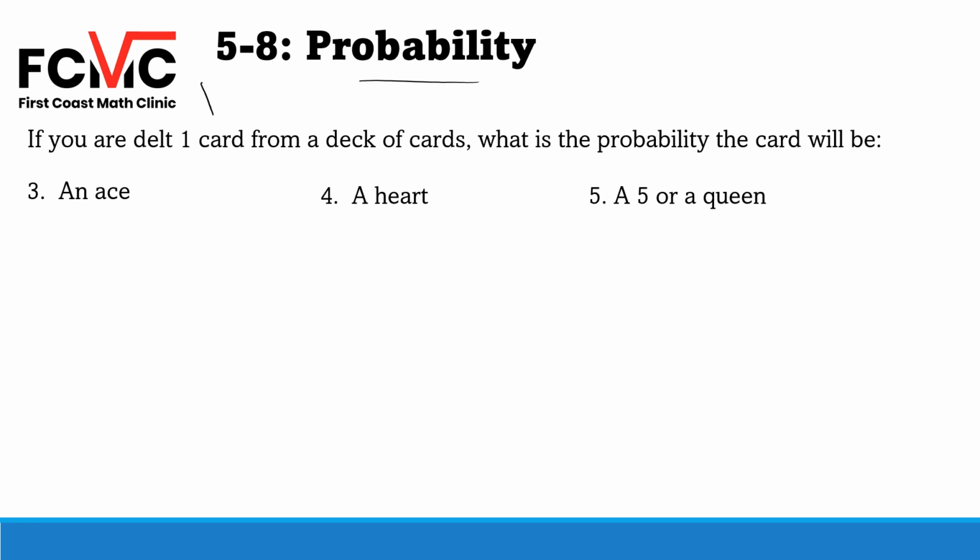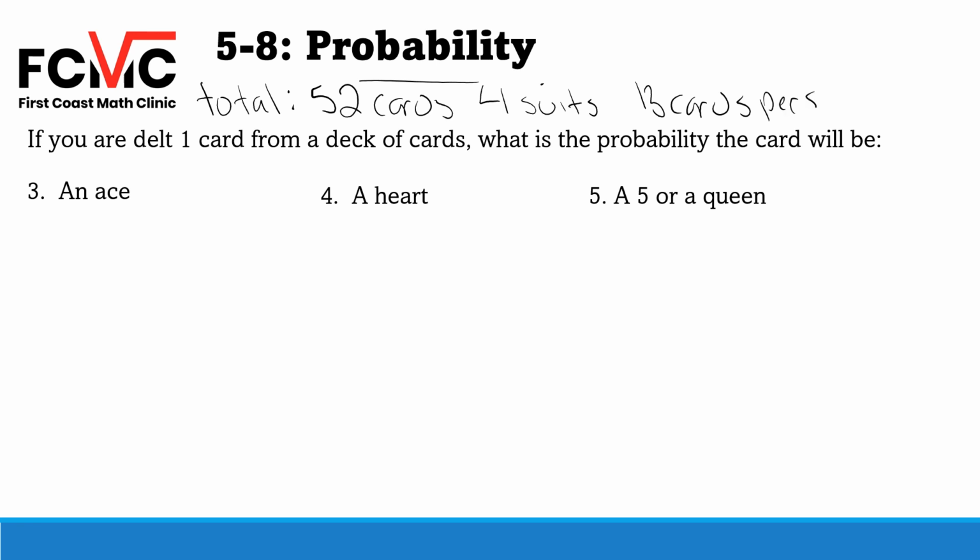So we know that our total from a deck of cards, any deck of cards has 52 cards, 4 suits, 13 cards per suit. So our suits are going to be our hearts, spades, clubs, diamonds, okay?